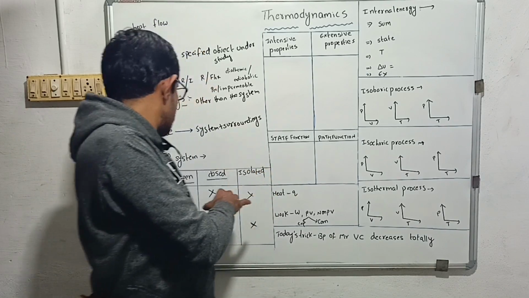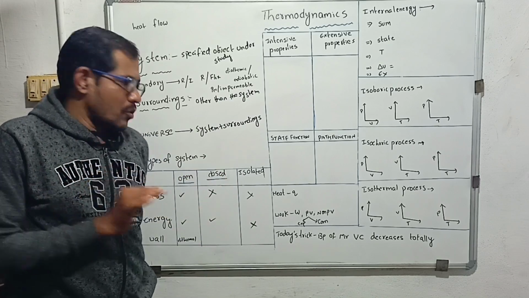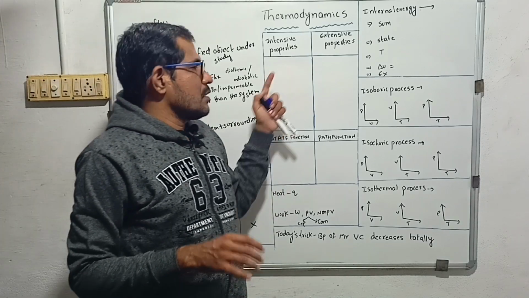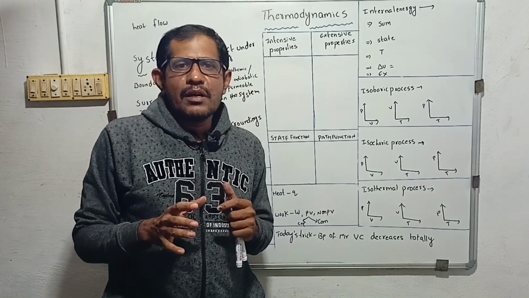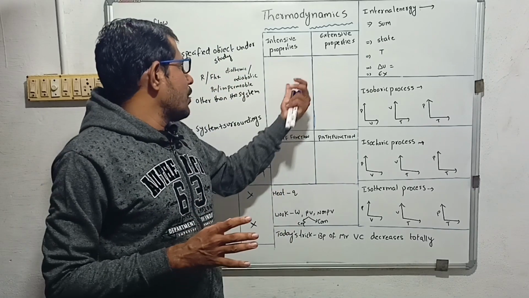Right? Next, these are the basics, the types of system: open, closed, and isolated. Next, coming to the properties. Sometimes a direct question will come: what is an intensive property and what is an extensive property. So I am going to explain over here.